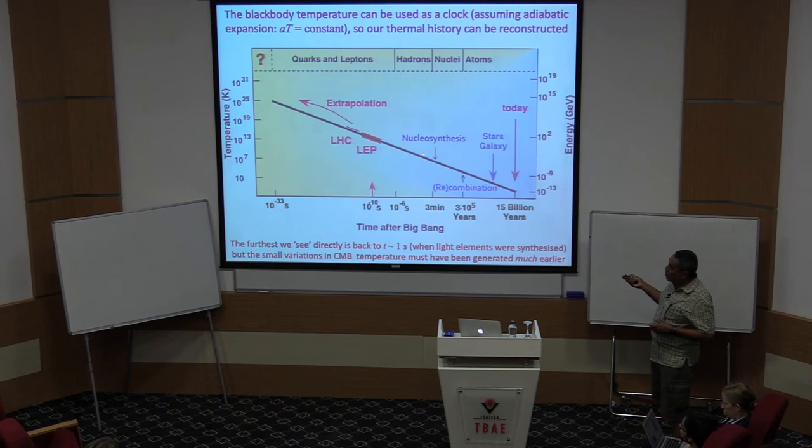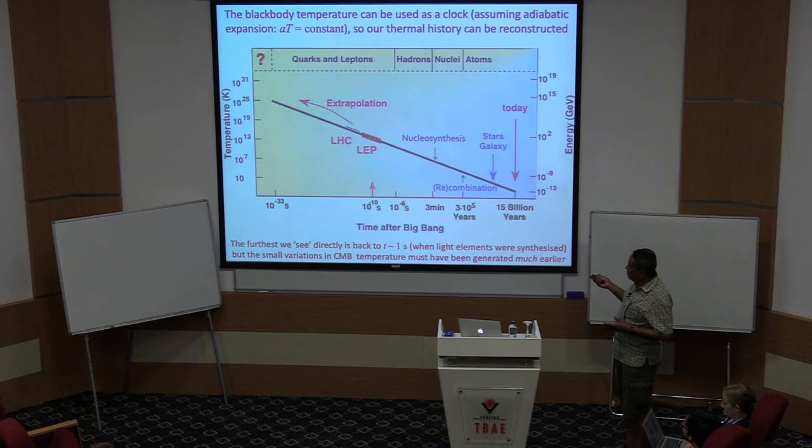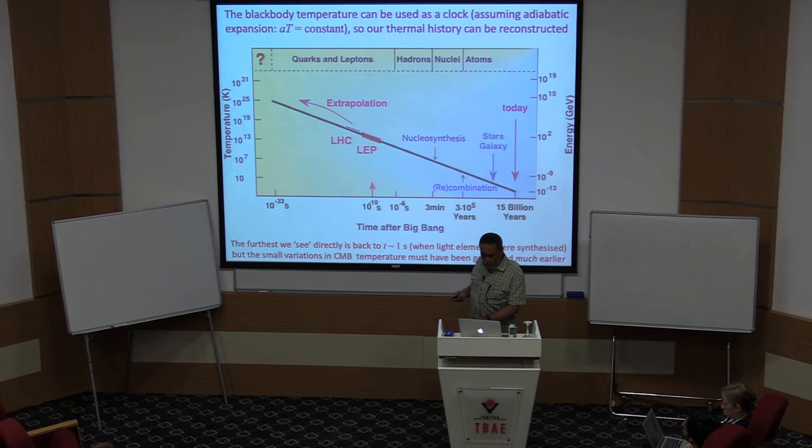Apart from the fact that the variations that we see in the microwave background temperature at last scattering must have been generated much earlier. We don't know when, but at some point much earlier than that. So very quickly, already slightly over time, but I think it'll be good to finish the bit about the CMB here.